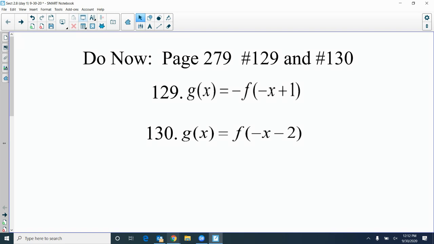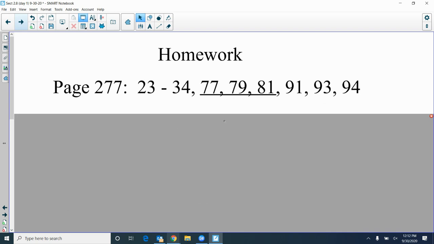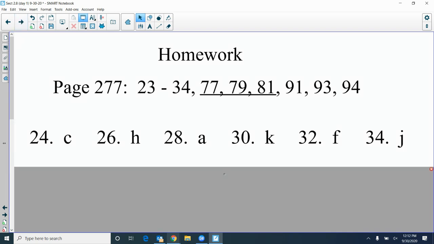So transformations are hard. It's hard to keep everything straight. You got to draw things out sometimes, and just take your time on a few of these. We went through that yesterday. Homework-wise, double check your matching ones. Make sure those are okay. The even.